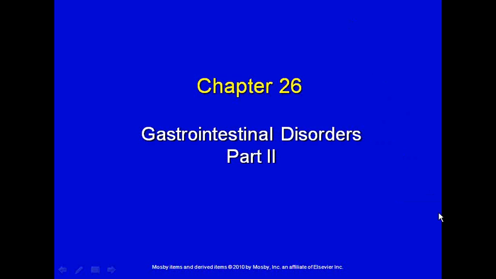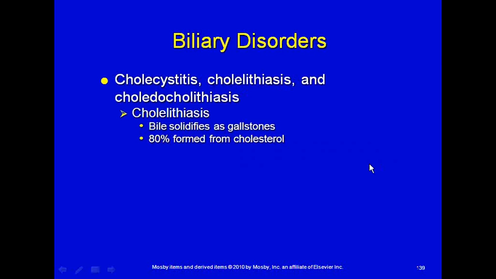All right, Chapter 26, Gastrointestinal Disorders, Part 2. Moving further down the GI tract, we're going to start with biliary disorders. Here we're talking about cholecystitis, cholelithiasis, and choledocholithiasis.